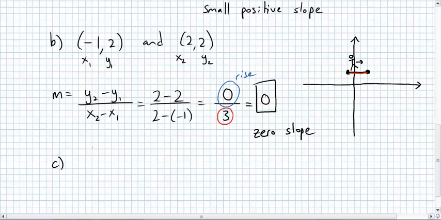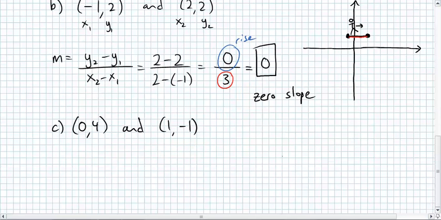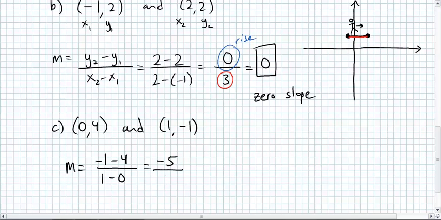Okay, third example. What about the slope through the point 0, 4 and 1, -1? Okay, let's calculate it first. So the slope is how much do the y values change compared to how much do the x values change. 1 minus 4... -1 minus 4 is -5. 1 minus 0 is 1. So this slope is -5.